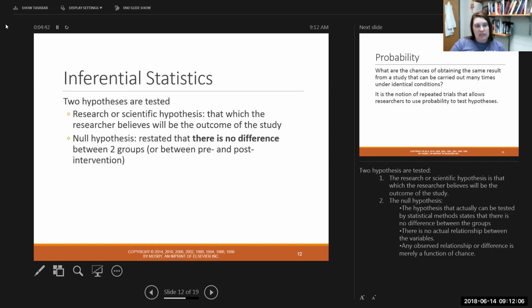With inferential statistics, there are 2 hypotheses that we are testing. A research or scientific hypothesis, that is what you believe will be the outcome of your study. And then there is the null hypothesis, which is what you are hoping, in theory, not to see in your study. Again, the null hypothesis, as we talked about last week, is always restated as there is no difference between the 2 groups. We will not see this happening. There is always that negative connotation that it is the inverse of what we are hoping to see, so we will not see that happening.